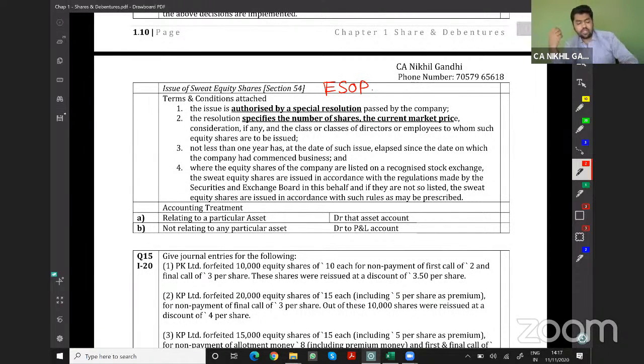What do you mean by ESOPs, why are they used, and what are their terms and conditions? See, ESOPs are given to employees. So why are you giving your shares to your employees?